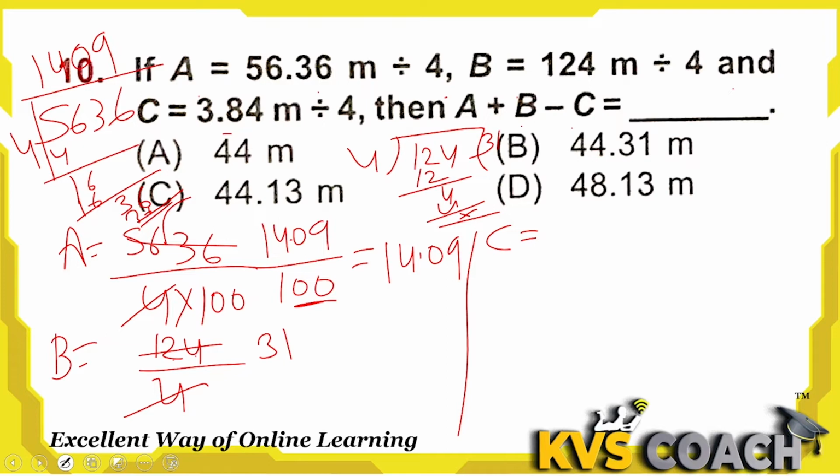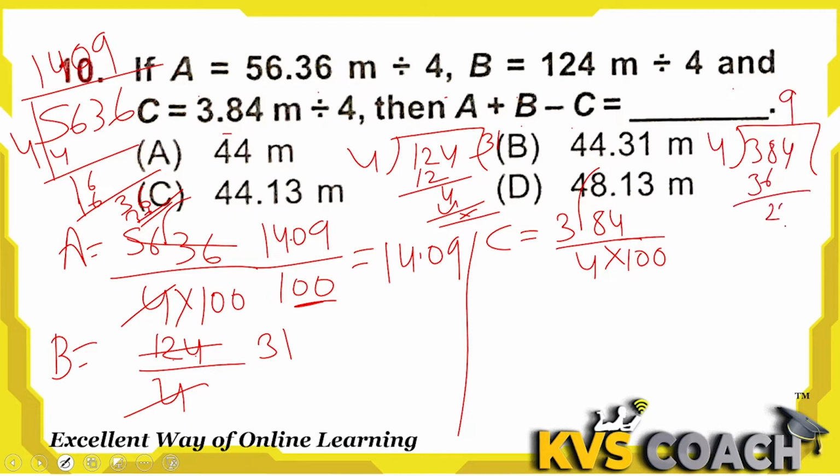C is 3.84 divided by 4. So again I'm removing the decimal here, putting 100 here. So now 384 divided by 4, 4 nines are 36, 2 is remainder, 4 sixes are 24. Okay, so it will be 96 divided by 100. Here 2 digits are there, so I will put the dot before 2 digits, so it will be 0.96.